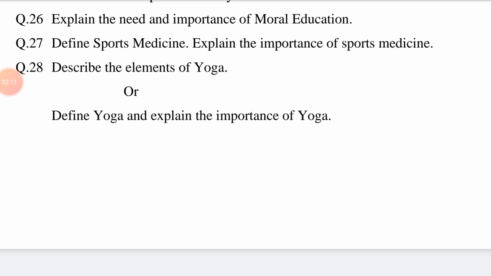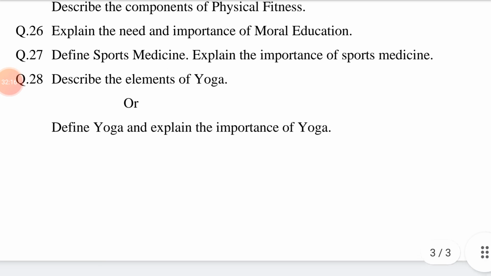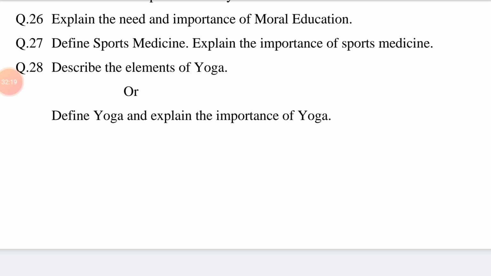Question number 27. Define sports medicine. Explain the importance of sports medicine. This question is related to chapter number 8, sports medicine, first aid and rehabilitation. The answer may be, sports medicine, also known as sport and exercise medicine, is a branch of medicine that deals with physical fitness, treatment, and prevention of injuries related to sports and exercises.